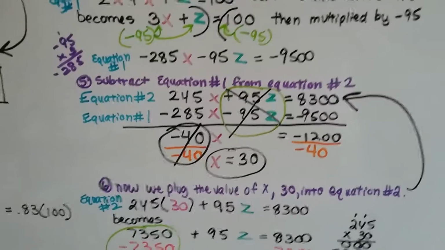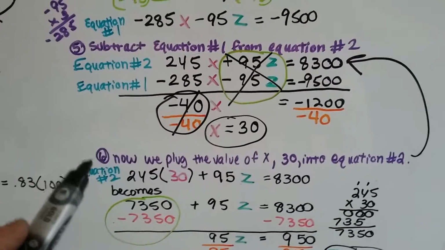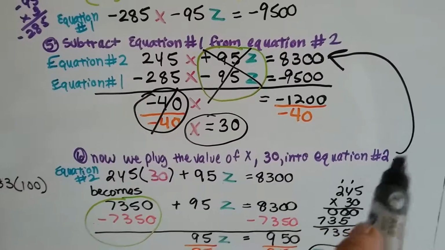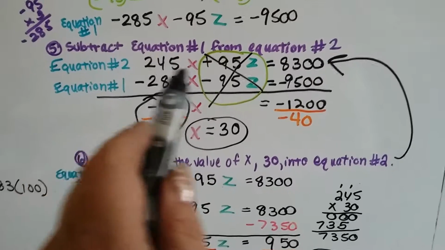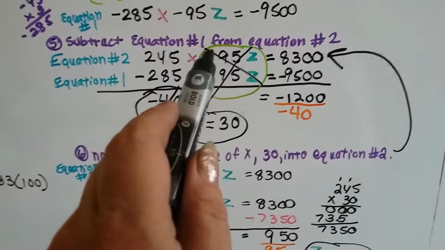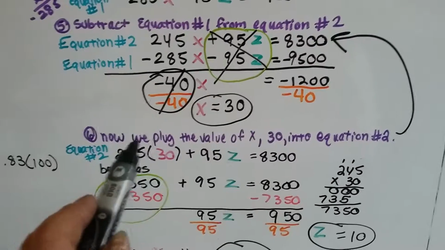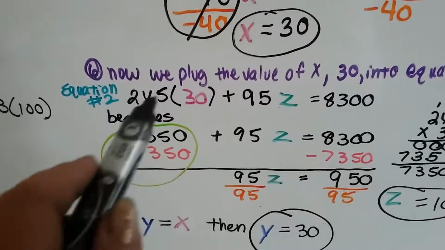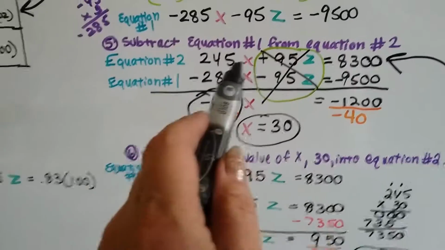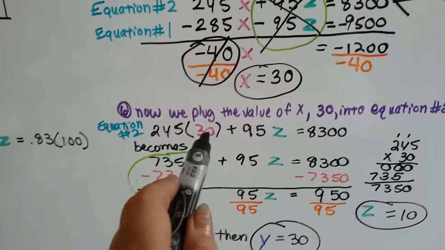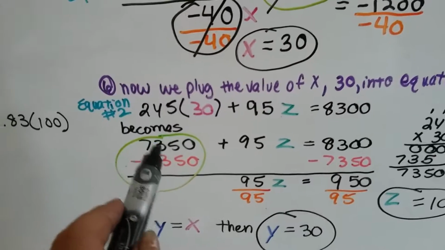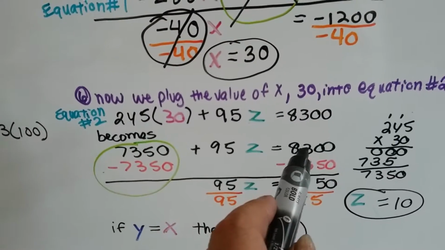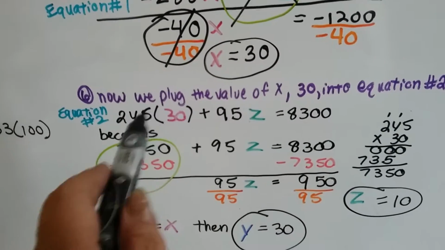Whew! All right, we're not done yet. So, step number 6. Now that we know x is 30, we plug the value of x, 30, into equation 2. The whole thing, even the part we crossed out. The 245x plus 95z equals 8,300. We plug that 30 as x into that equation. Okay? So, 245 times 30, because it was 245x, and we know x is 30, becomes 7,350, plus the 95z equals 8,300. See? Because we put the x there.